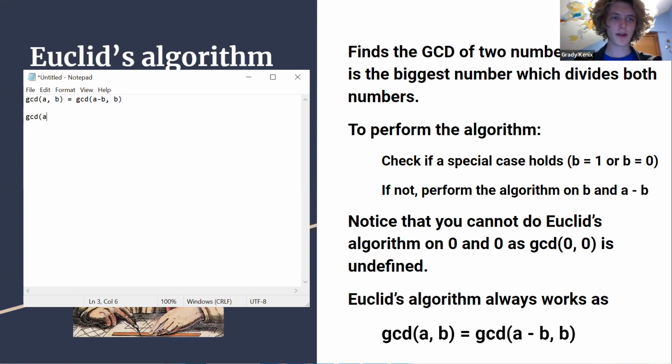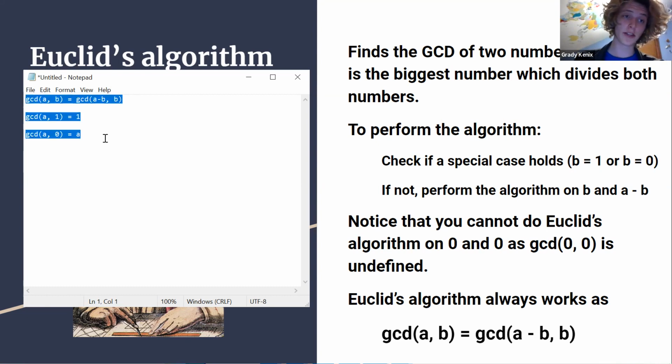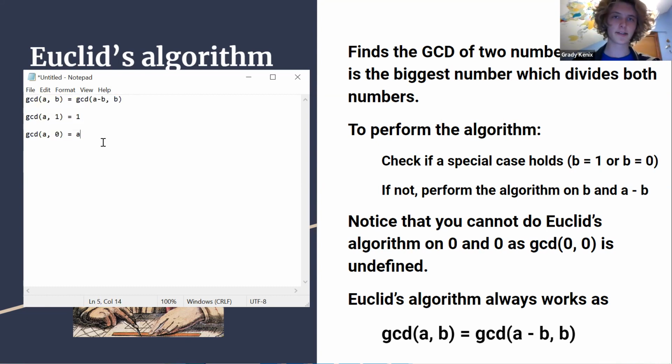It also revolves around two other mathematical facts. The first is that the GCD of any number and 1 is 1, and the second is that the GCD of any number and 0 is the first number. If you want a little challenge, you can try to prove all three of these things. They're an interesting little exercise for the reader. To perform the algorithm, first you check if one of the two numbers you're performing the algorithm on is 1 or 0. If neither holds, then you perform the algorithm on the second pair, b and a minus b. So I've said perform the algorithm quite a few times.